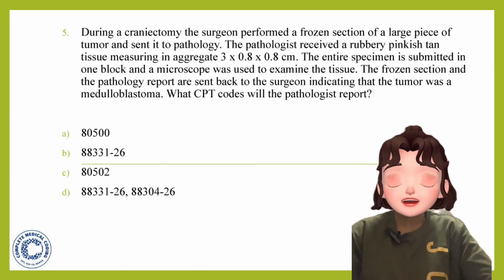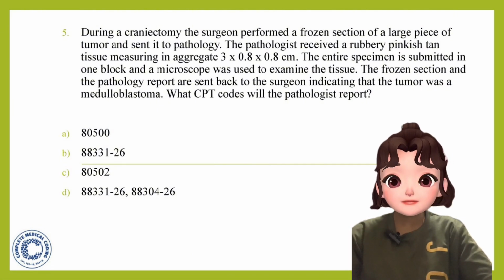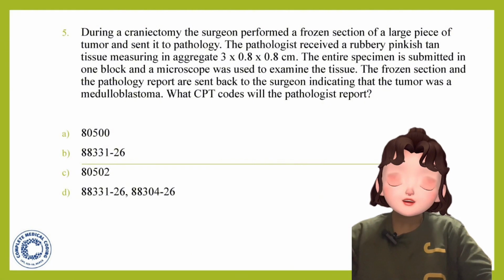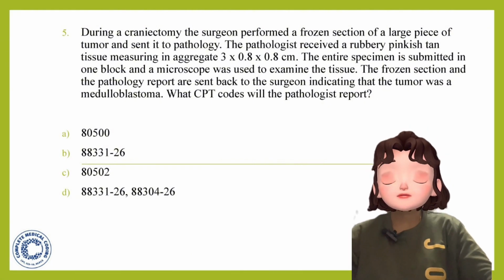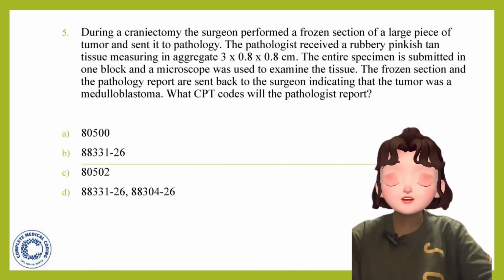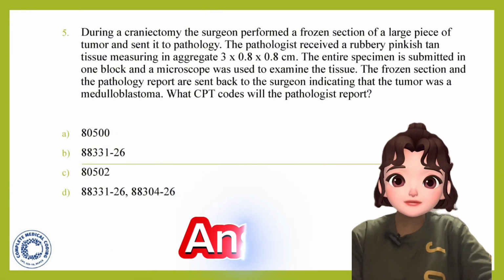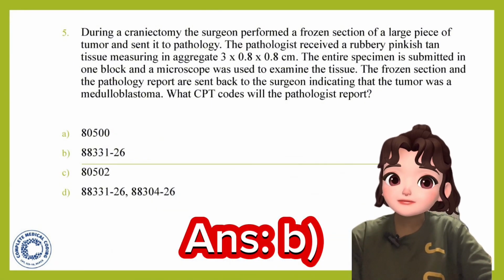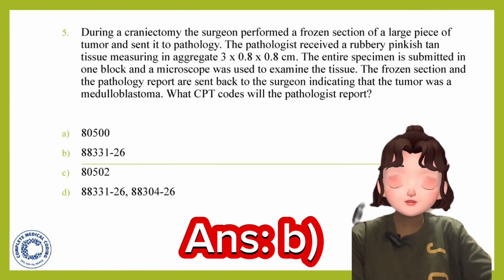88304 code is again surgical pathology consultation, but you don't have to code it separately because in the code 88331 description, it is already mentioned that surgical pathology consultation along with the tissue block is included. Okay, so go for the combination code. So the answer will be only 88331. Answer will be option B, 88331. And since the procedure is being carried out by the pathologist itself, you have to append it with modifier 26, professional component. Okay, so answer is option B.